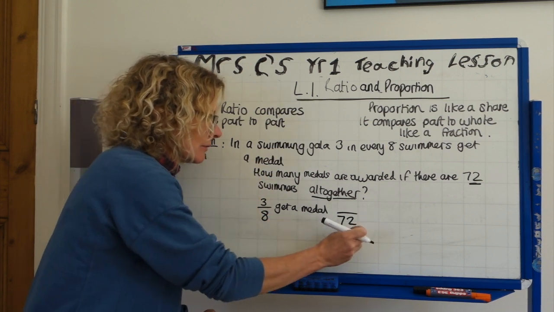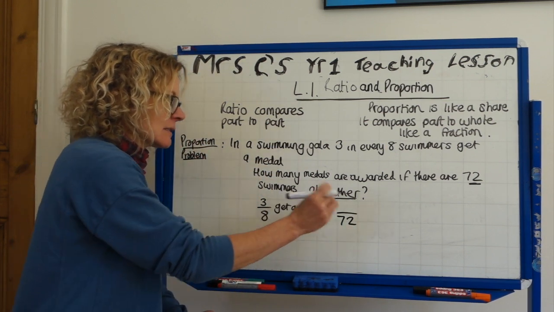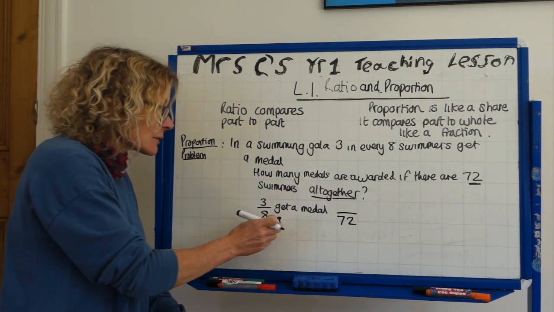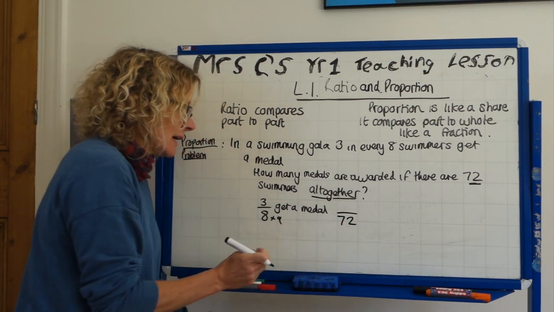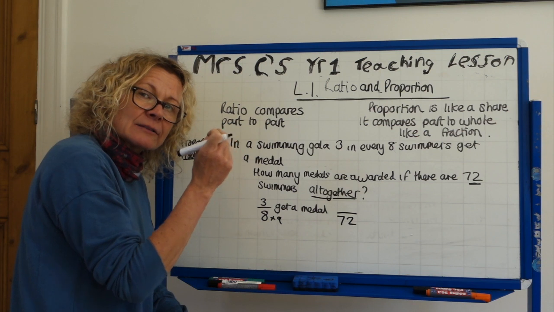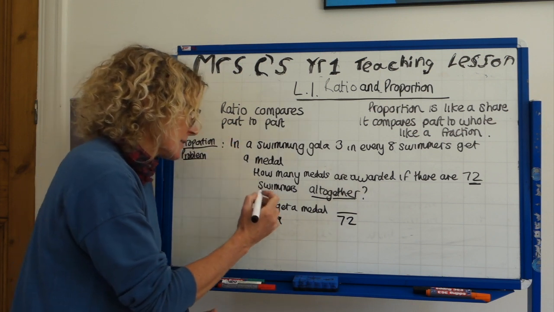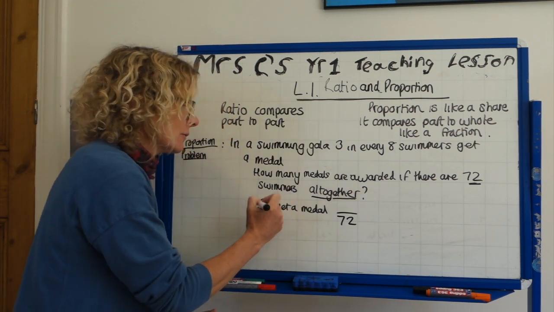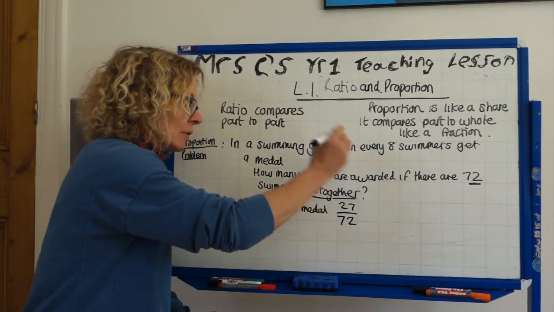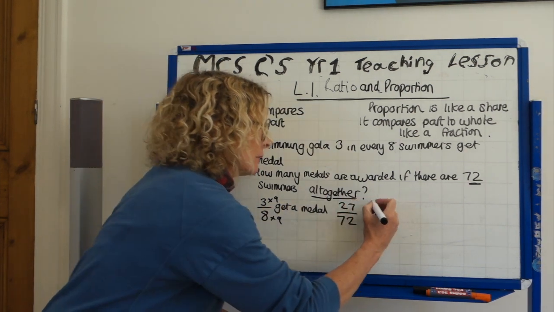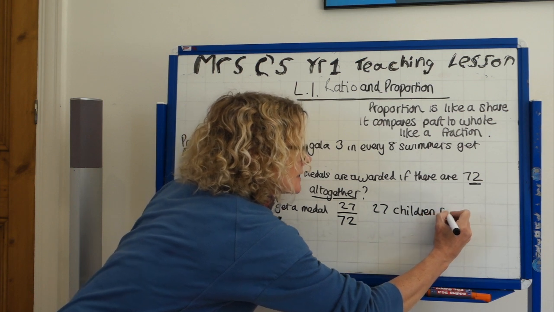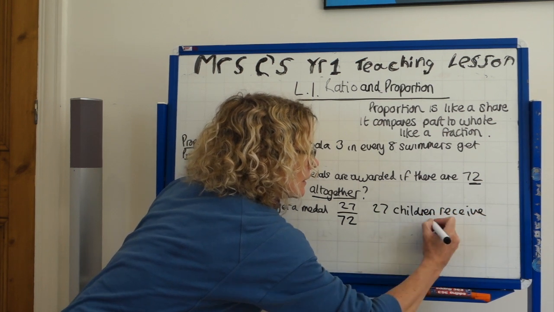How many 8s are in 72? 8 into 72, of course, you've times that by 9. So there are 9 lots of 8 in that. So if we do the same to the top, we will be able to find out how many medals have been given out in the gala altogether. So 3 times 9, 3 9s are 27. So out of everyone in the gala, 27 children receive medals.